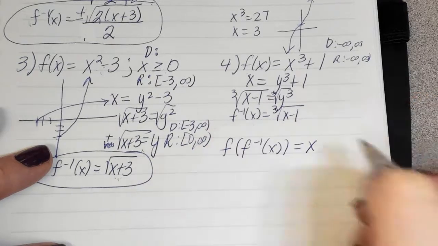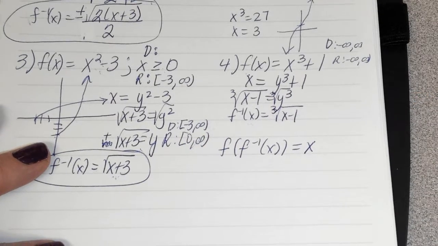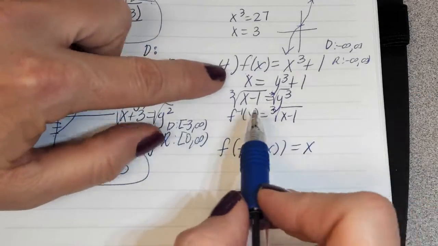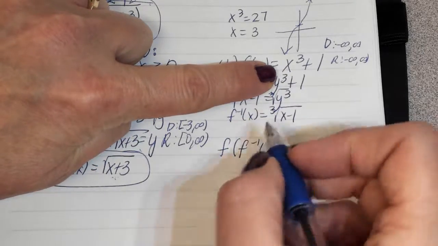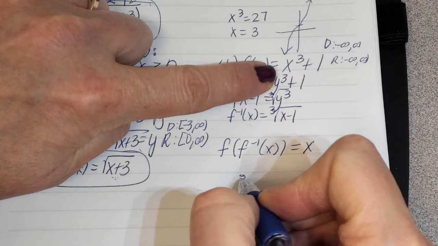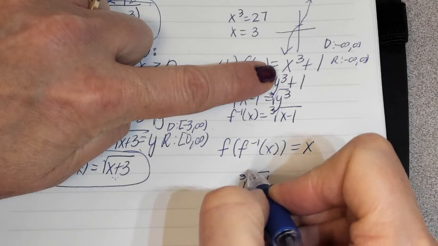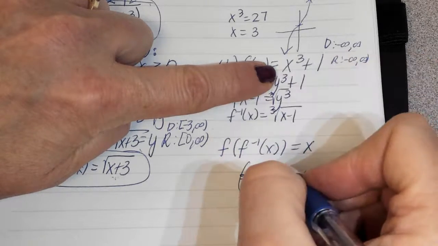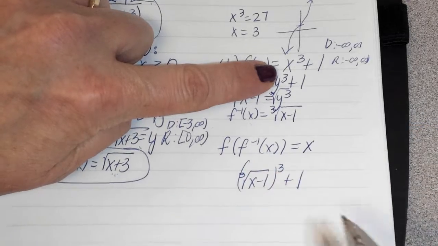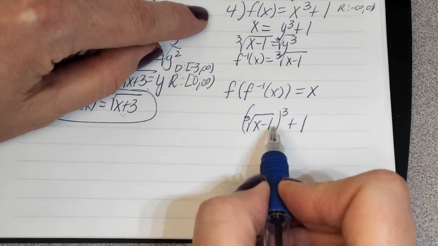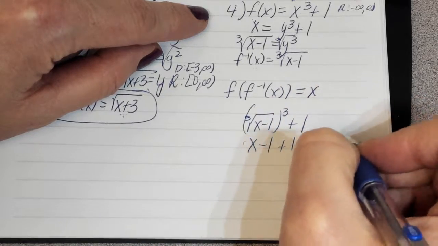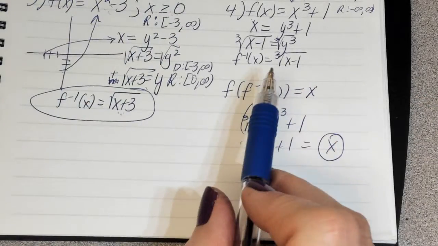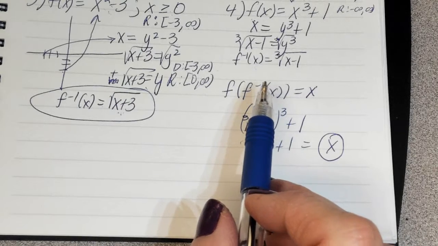Another way I can double check is to see if f of f to the negative 1 of x equals x. That was another way to check. So what that means is I take my inverse function and I plug it into this x. So my inverse function was this. I plug that in for x, it's going to get cubed, and then I'm going to add 1. So if I have the cube root of something cubed, that's just going to be this, and I get x. And so that proves that that is the correct inverse.